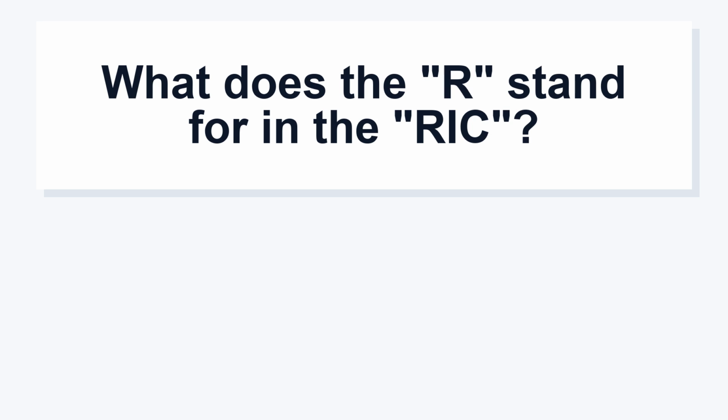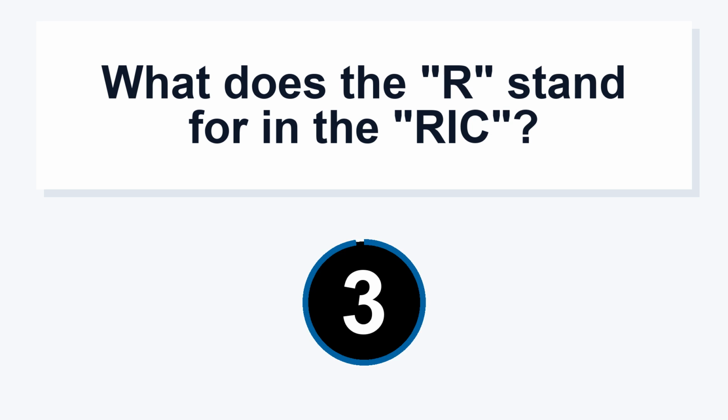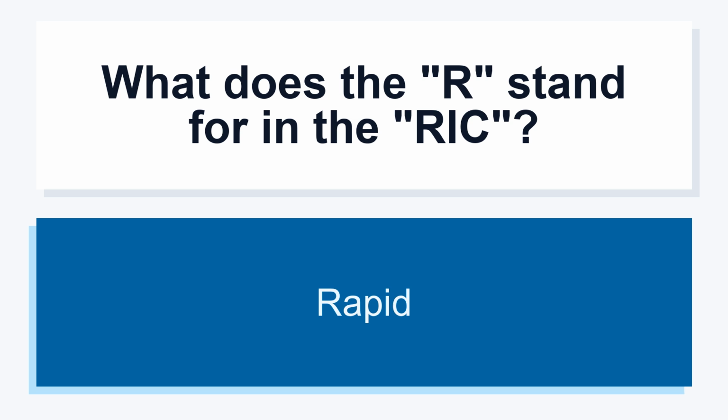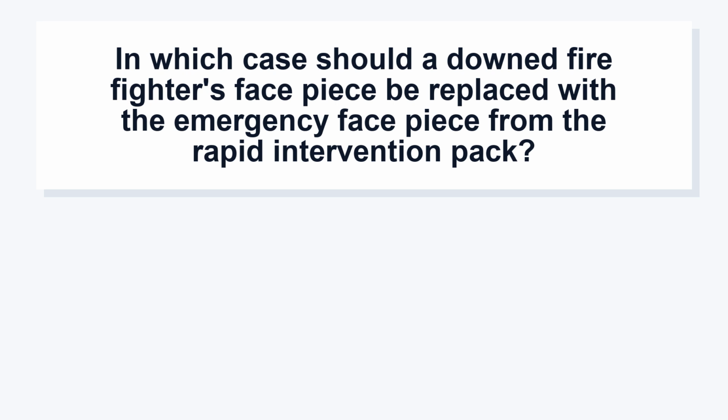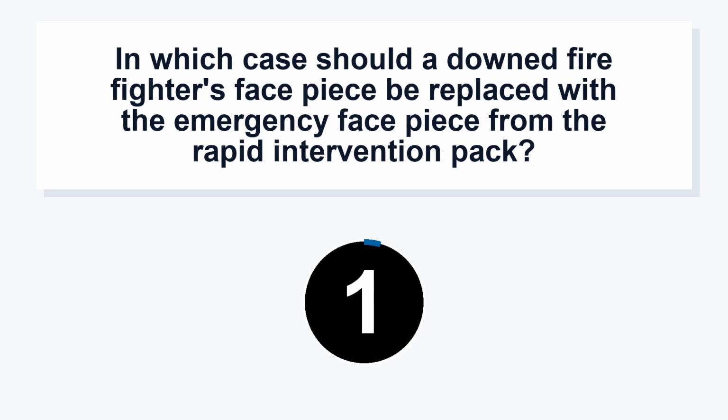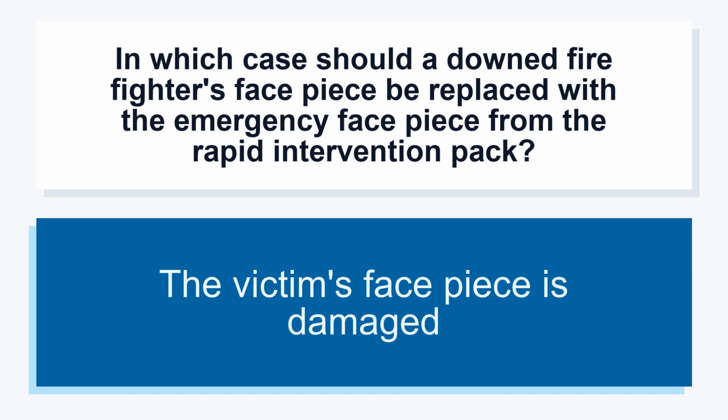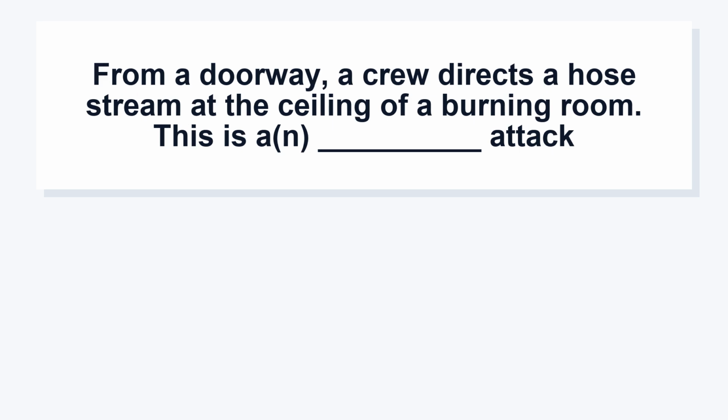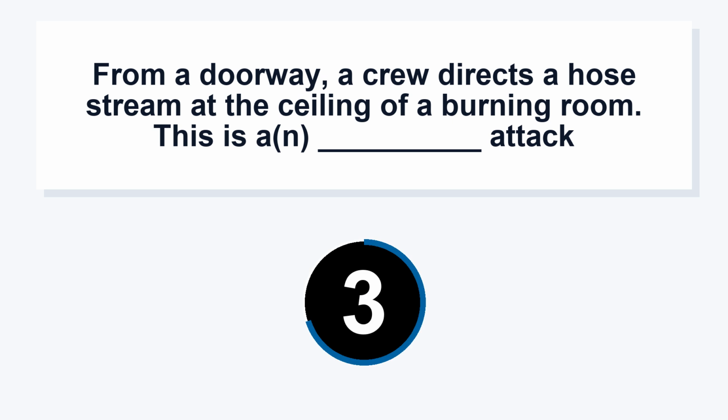What does the R stand for in the RIC? Rapid. In which case should a downed firefighter's face piece be replaced with the emergency face piece from the rapid intervention pack? The victim's face piece is damaged. From a doorway, a crew directs a hose stream at the ceiling of a burning room. This is an indirect attack.